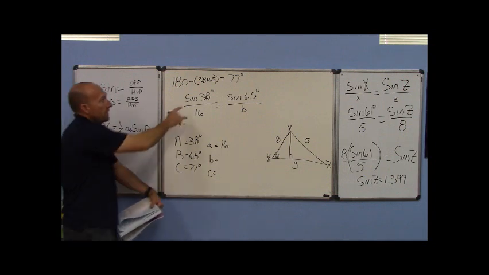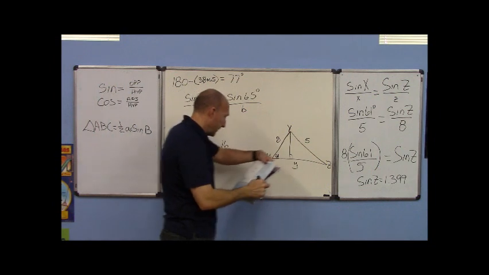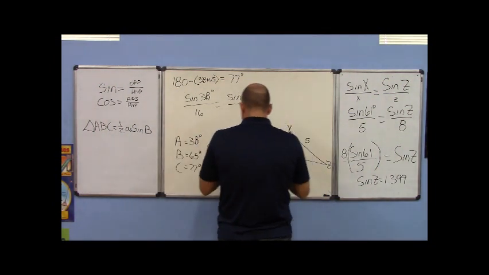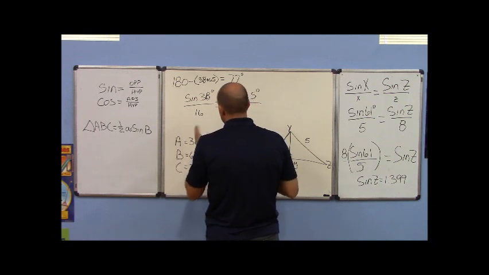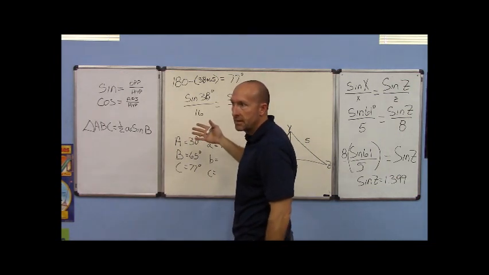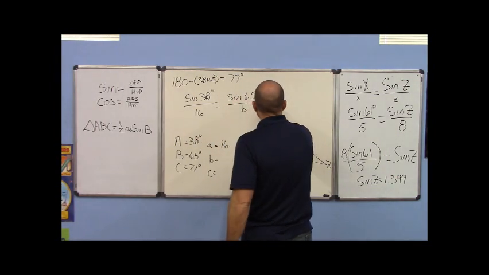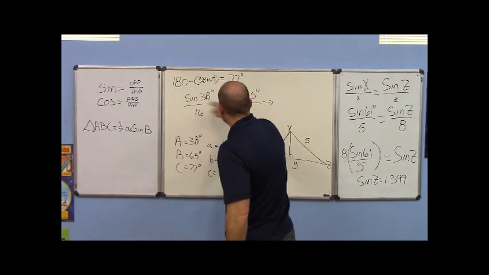So what we need to do is calculate the sine of 38 degrees and the sine of 65 degrees. Basically, whenever b is on the bottom, we need to find out what b is, okay? So what we are doing is we're basically going to cross multiply.